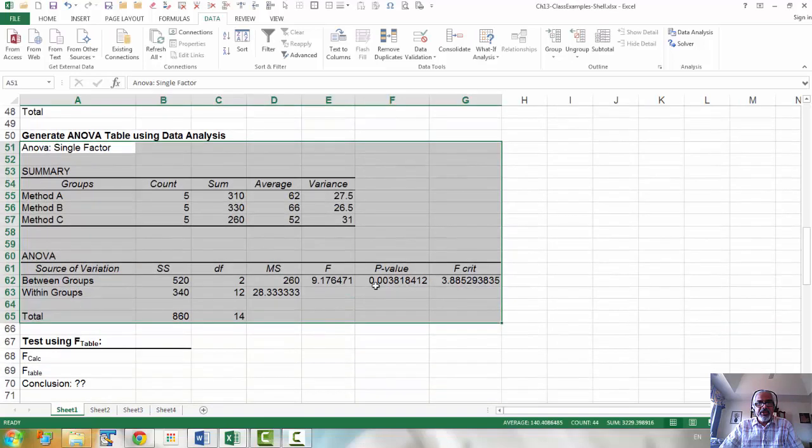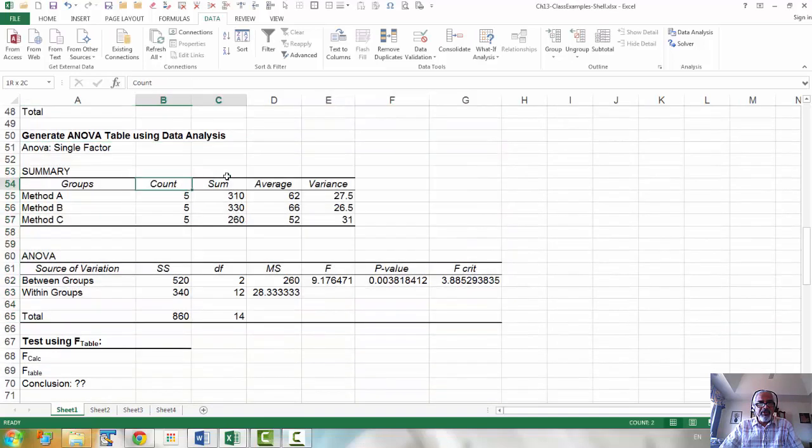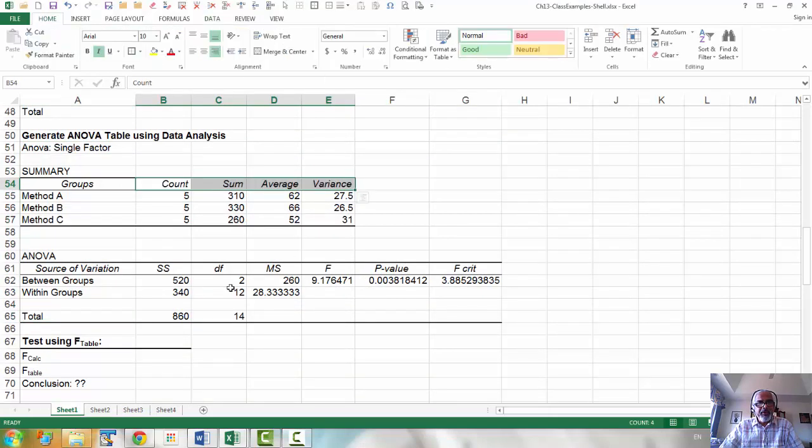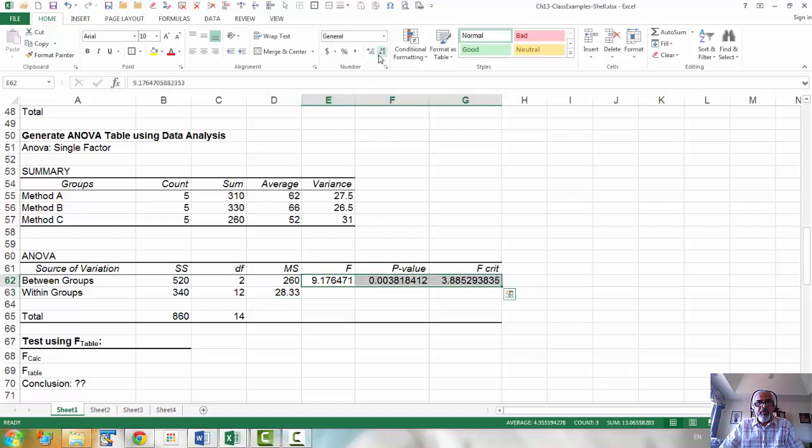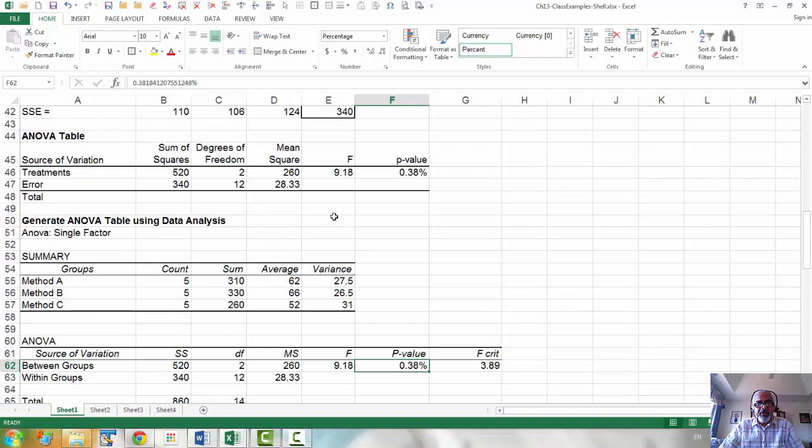Now that will generate our output, and let's do some formatting to clean it up. Okay, so, and the number of decimal places here. And it is the same numbers like what we had from here.